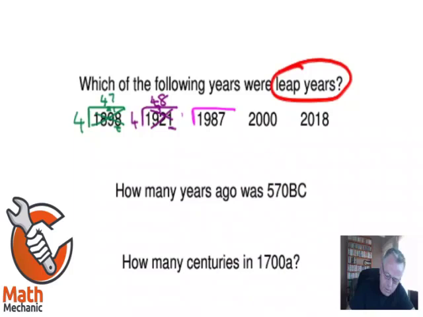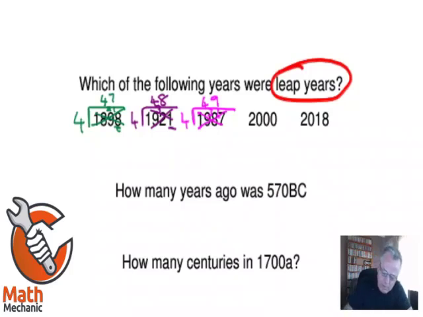1987, 4 can go into 19 a total of 4 times. 16, so all the way up to 19 is another 3. That gives us 38. 4 can go into 38 9 times. That takes us up to 36. And then from 36 to 38 leaves us with 2. But 4 cannot go into 27. It can go into 28, but not 27. So 1987 wasn't a leap year either.